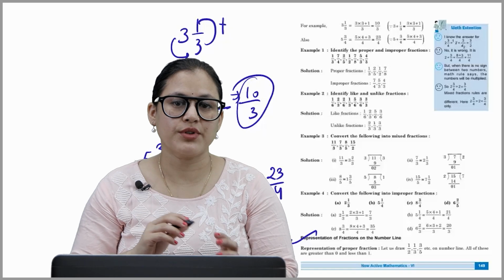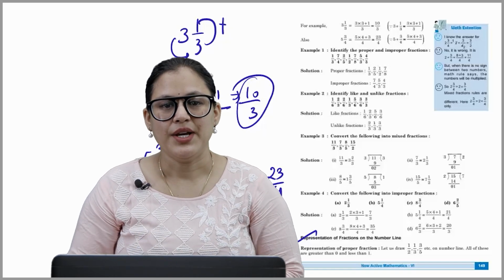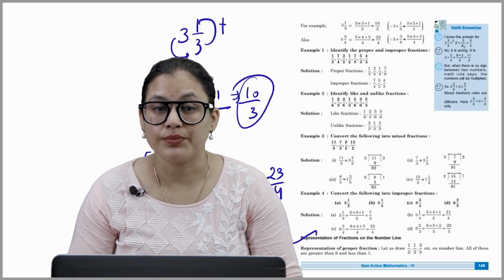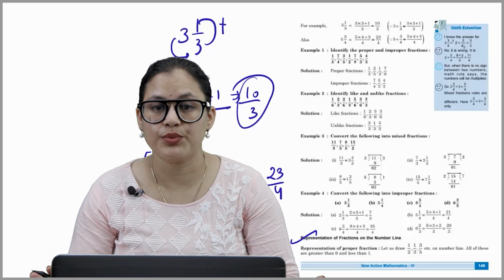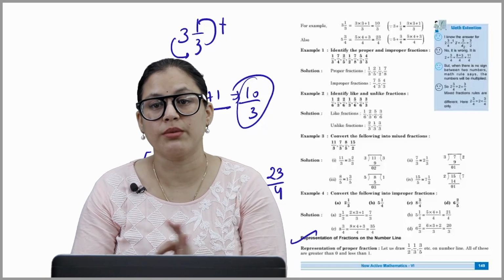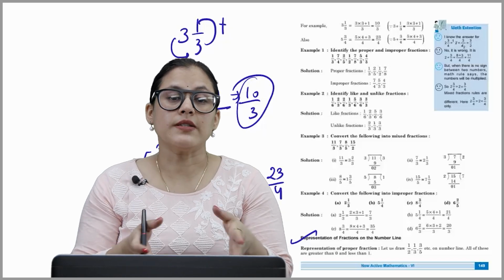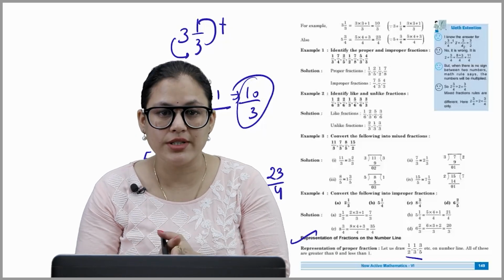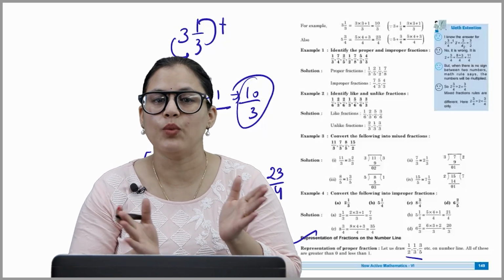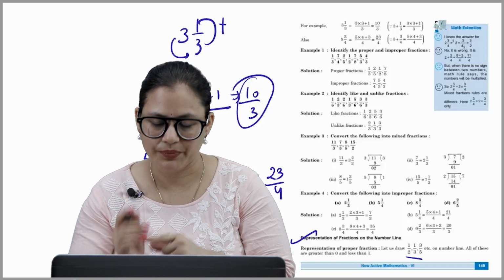Next, representation of fractions on the number line. Okay, so you have to represent fraction numbers on the number line. Representation of proper fractions. Let us draw 1 by 2, 1 by 3, 3 by 5, etc. on the number line. All of these are greater than 0 and less than 1. Since these are proper fractions, they are less than 1 but greater than 0.